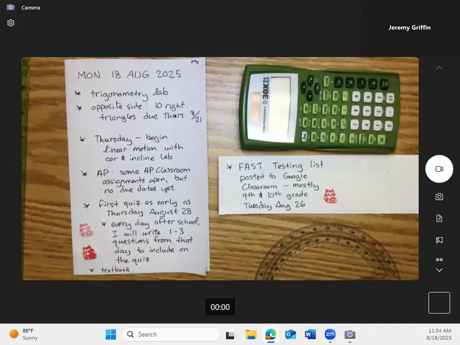So if you're following along, solving stuff, taking good notes, then you should be good to go. Okay. Any questions so far about any of this agenda stuff? Okay. Textbook. I'll do this for both AP and also for my honors class.